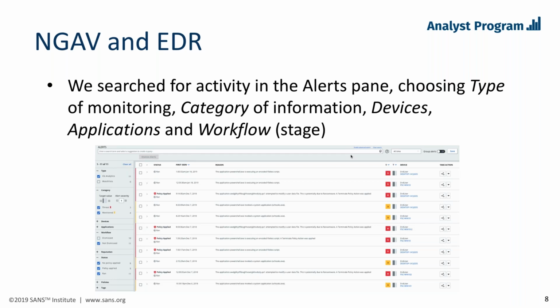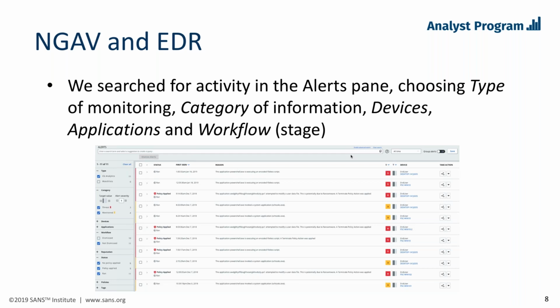We looked for that activity in the alerts pane, and what we did is we went in and saw some of the different ways that we can slice and dice this information. And so we could see different types of monitoring, we could see categories of information, we could break it down by different types of devices, we could look at applications, we could look at the different workflow stages as far as, again, where things were going through and working through some of the investigation stages that we might be in.